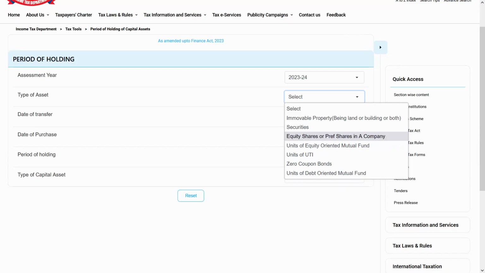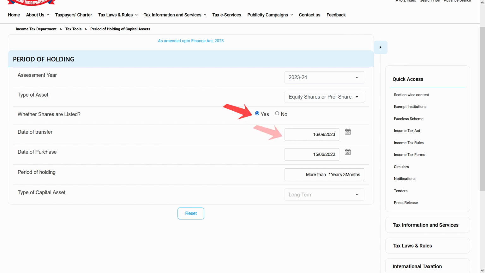This is the period of holding calculator. Select assessment year, type of asset. Let's select equity shares and let's say these are listed. Date of transfer is date of sale. Let's say it is 16 September 2023. Date of purchase is 15 June 2022. So period of holding is the difference between these two dates, that is 1 year 3 months.